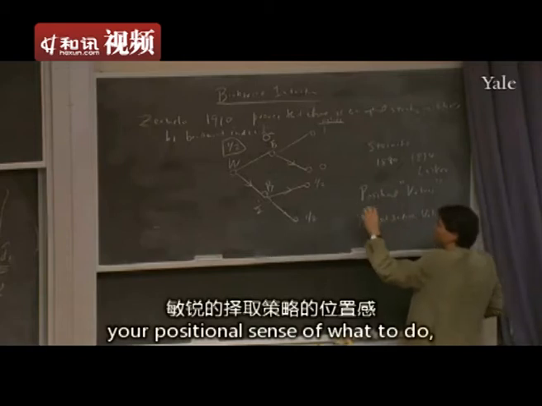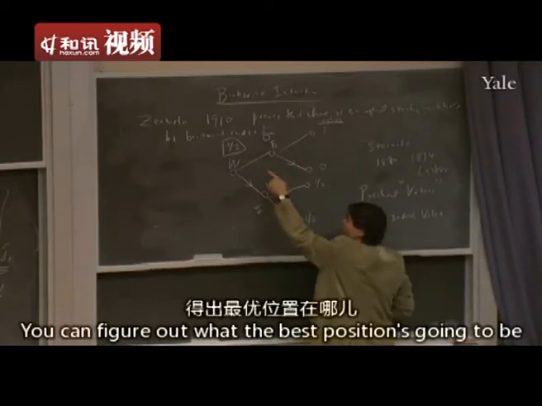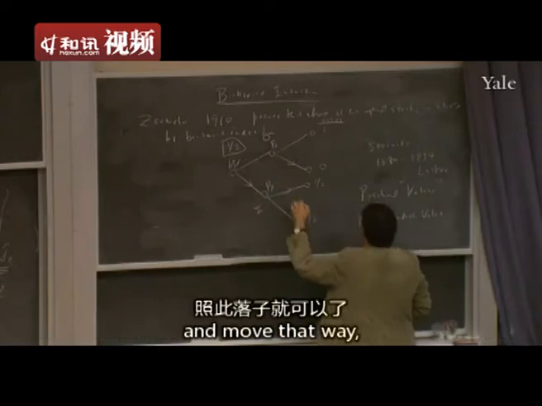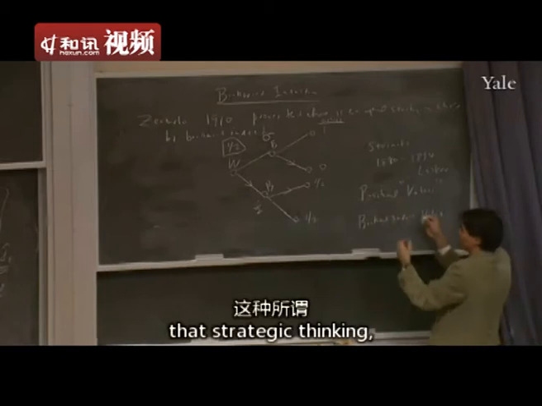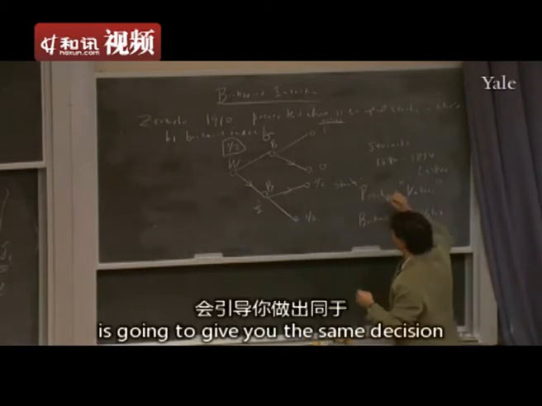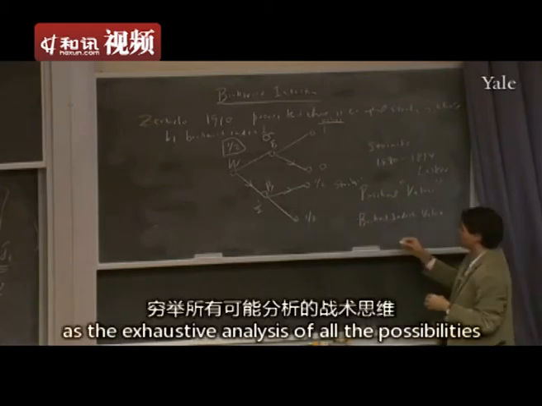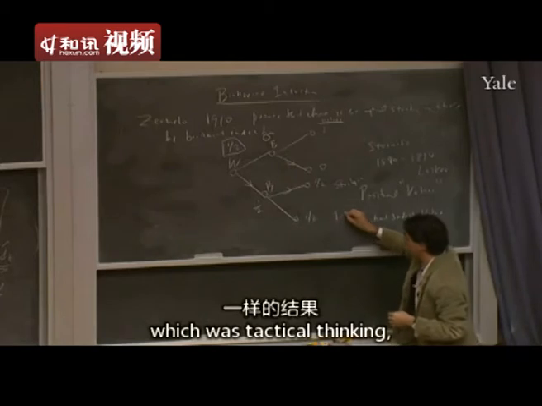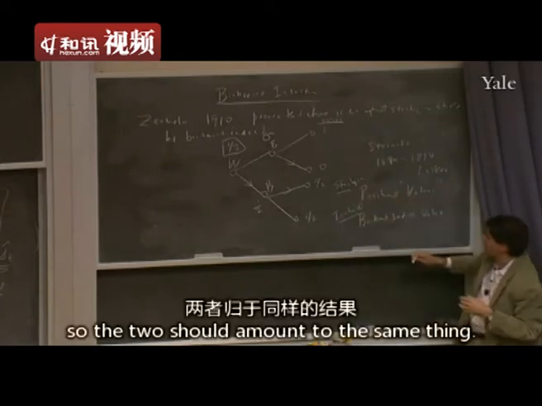And so he said if you've got the right positional algorithm, the right positional understanding, your positional sense of what to do, you only need to analyze one move deep. You can figure out what the best position is going to be and move that way. And if you really understand the game properly, that positional thinking, that strategic thinking, is going to give you the same decision as the exhaustive analysis of all the possibilities, which is tactical thinking. Okay, so the two should amount to the same thing.